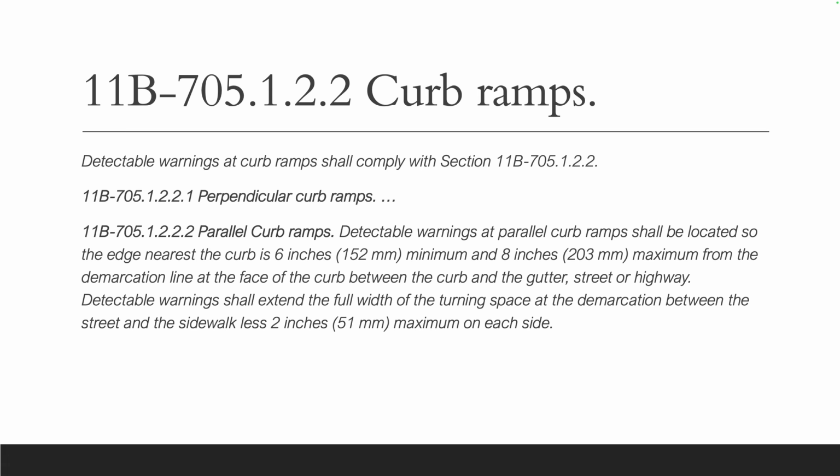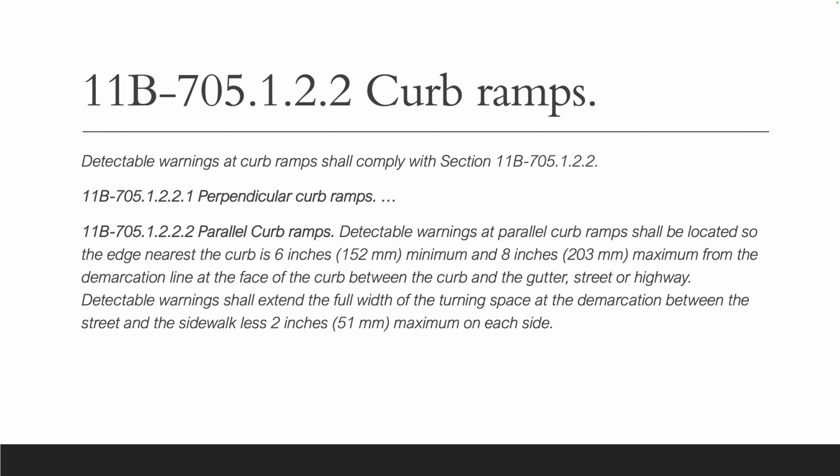Detectable warnings shall extend the full width of the turning space at the demarcation between the street and the sidewalk, less 2 inches maximum on each side. So this is just saying that from the face of our curb to the end of that demarcation line and that cut in the concrete, we have to have 6 to 8 inches clear before the detectable warning surface starts.